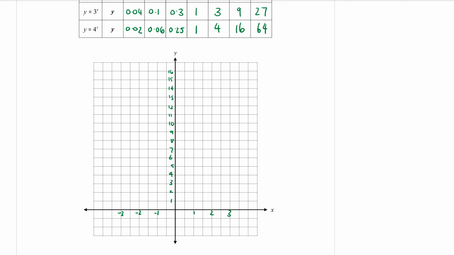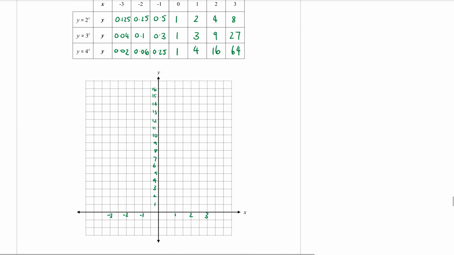Perfect. So plotting, obviously it's very hard to plot 0.125. It's just a very small value way down here, very close to the axis. Make sure it's not touching. At minus 2, we have 0.25, so it's coming up to about a quarter. Then we're at half. 0 is 1, 1 is 2, 2 is 4. 3 is 8. That one does fit.